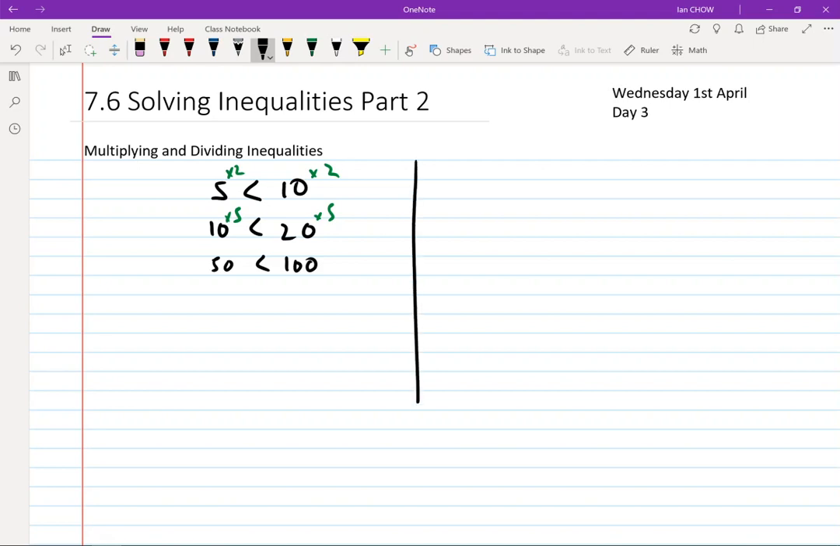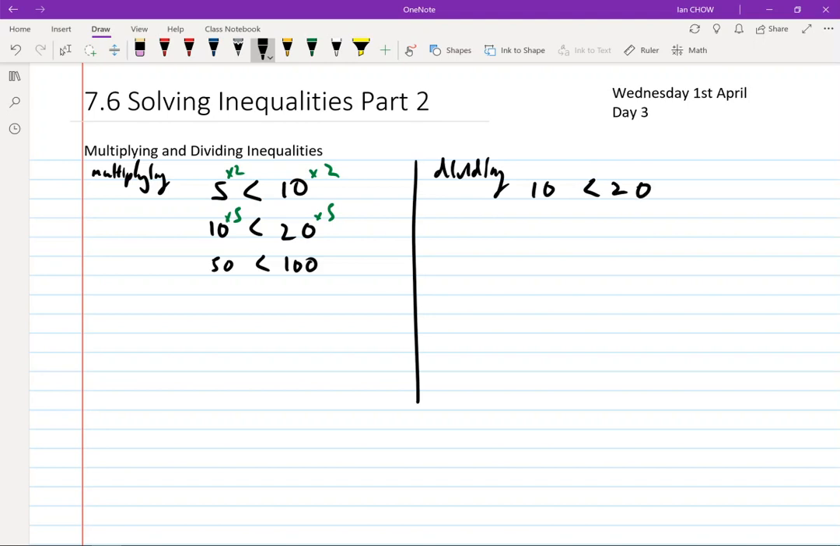Now, what if we look at dividing? So this part was multiplying bigger, multiplying. And what about dividing? With dividing, I'm not going to use the divide symbol, but instead I'm just going to multiply by a fraction, which is the same as dividing. And so let's start with an inequality.